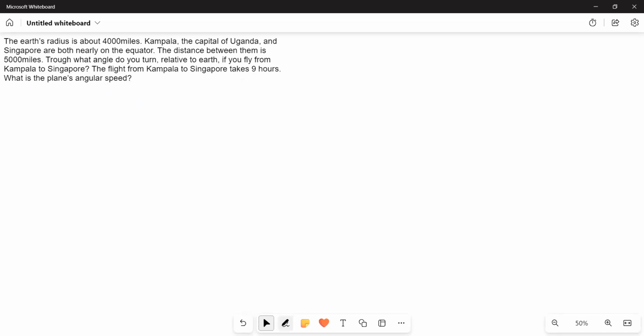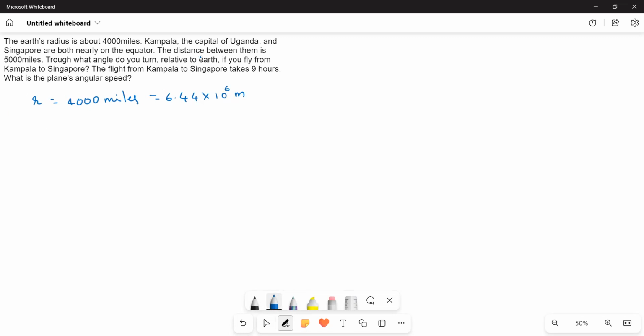Okay. Let us try this problem. Earth's radius is given to us. R is equal to 4,000 miles. We will convert this into meters. So this is equal to 6.44 × 10^6 meters.